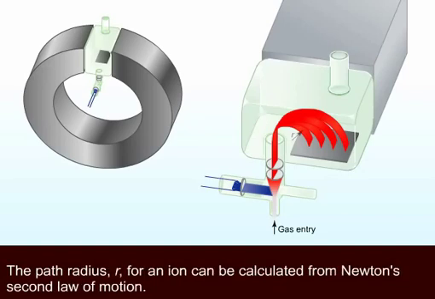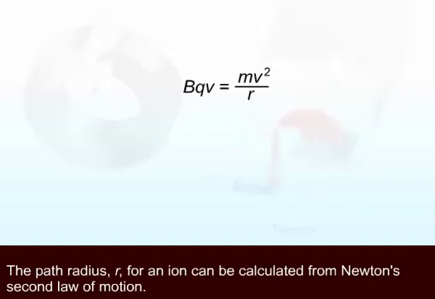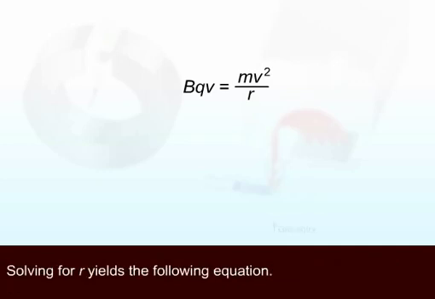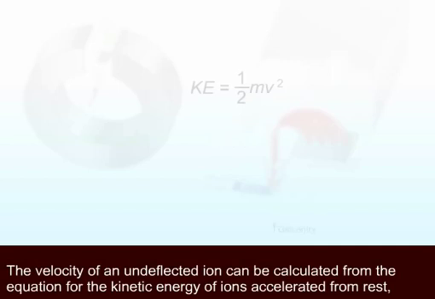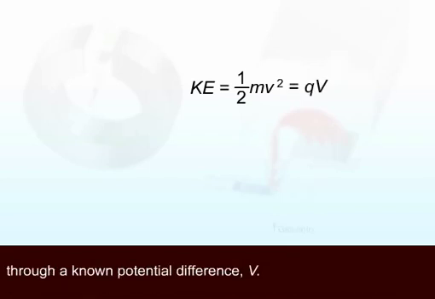The path radius, r, for an ion, can be calculated from Newton's second law of motion. Solving for r yields the following equation. The velocity of an undeflected ion can be calculated from the equation for the kinetic energy of ions accelerated from rest through a known potential difference, V.